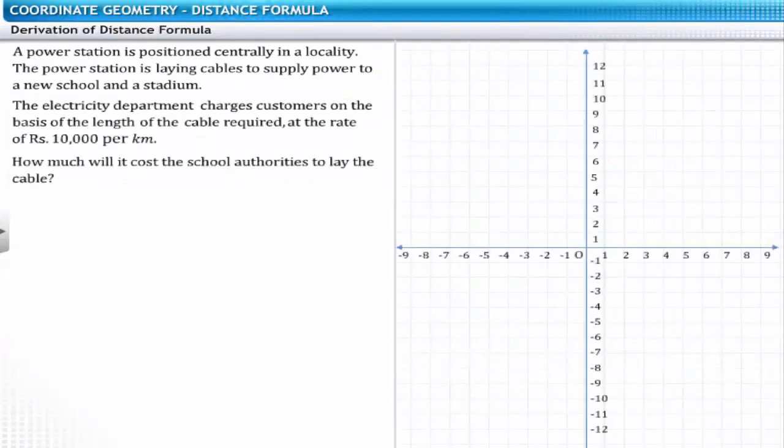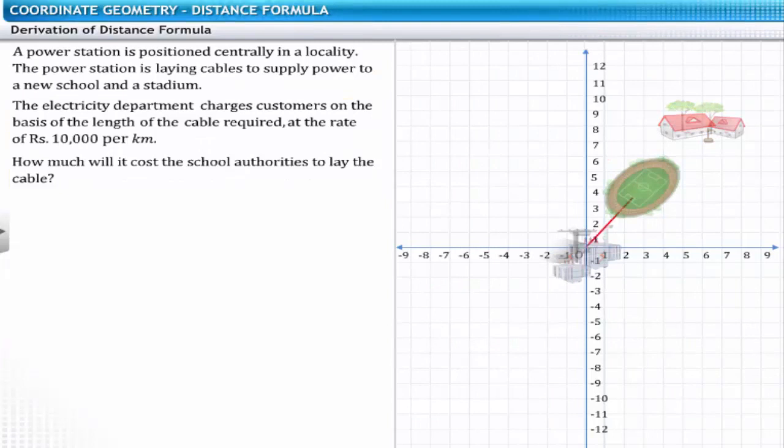Let us refer to the graphical map that shows the power station, the school, and the stadium. Since the cable has already been laid from the power station to the stadium, the power station will lay the cable from the stadium to the school. To calculate the length of the cable, we will calculate the distance between the stadium and the school. In the graph, the coordinate of the stadium is (3, 4), and the coordinate of the school is (6, 8).